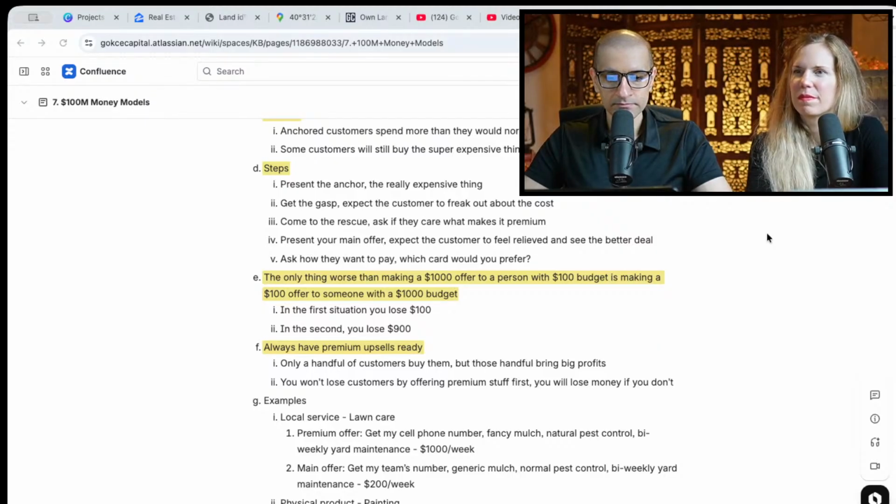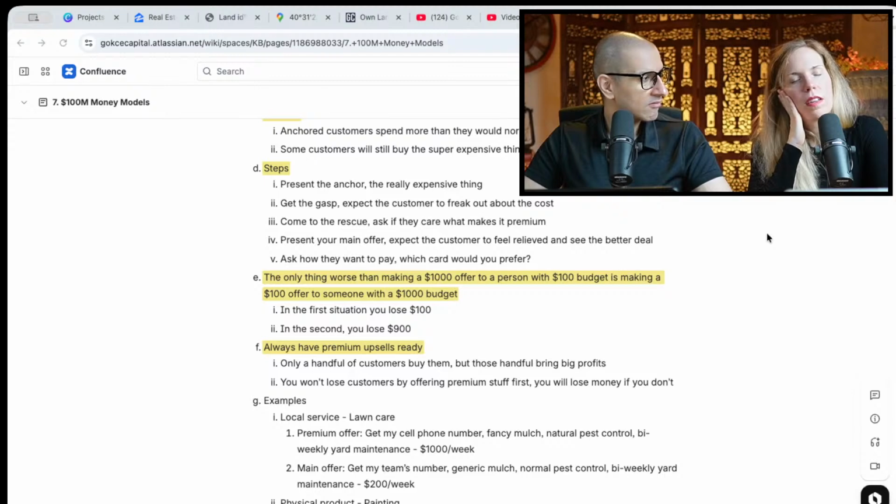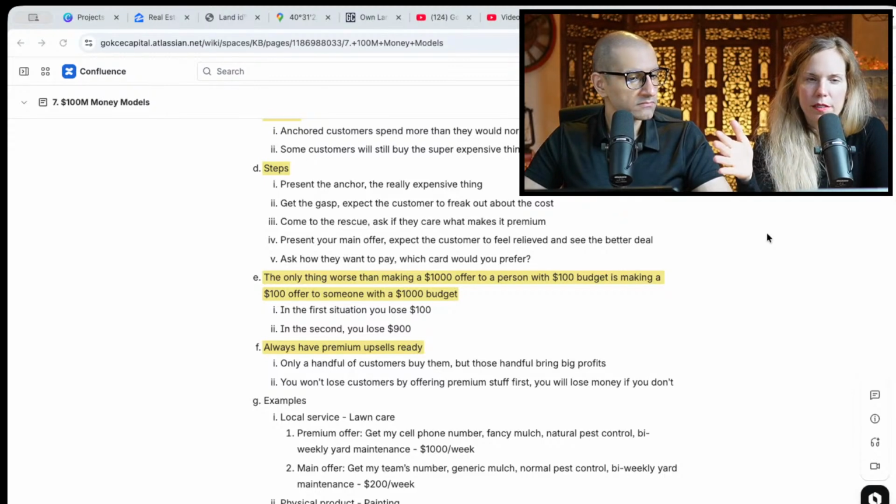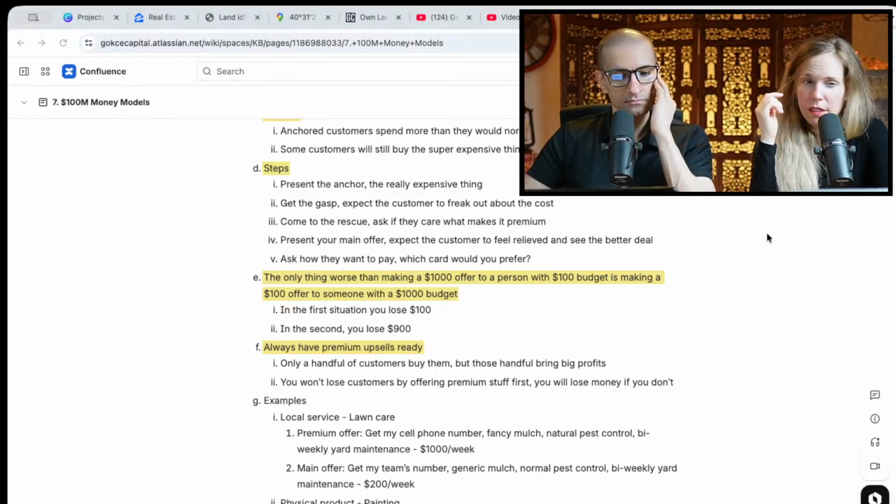Right? Okay, so this is like a powerful line. That's why I highlighted it. The only worse thing than making a $1,000 offer to a person with a $100 budget is making a $100 offer to someone with a $1,000 budget, right? Because in the first situation you lose 100, in the second situation you lose 900. Is this an argument for always being sure you have properties at every price tier, including some really expensive properties?